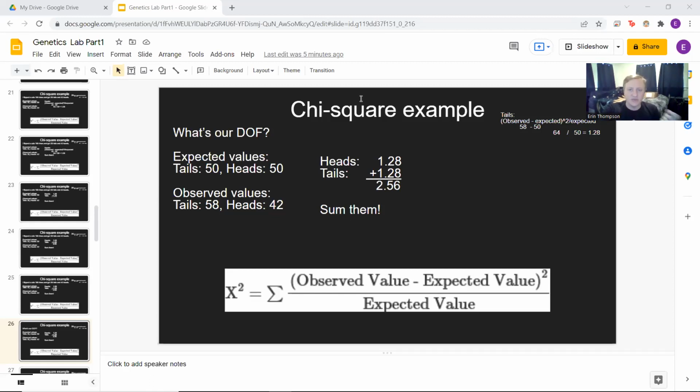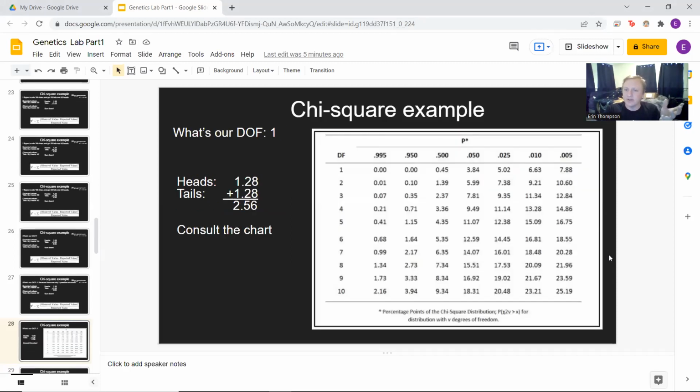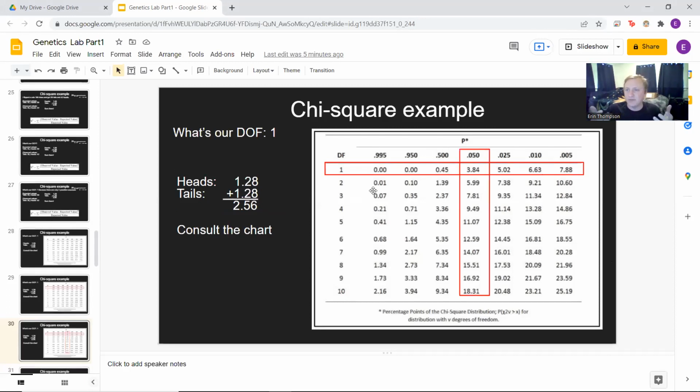But we've calculated our chi-square value for my particular set of coin flips. We've calculated our degrees of freedom, which is 1. And now we need to consult our p-value table. So what you do is you look for your degrees of freedom, which is this first column here. We only have 1, so we're looking for values within here. And the lab specifies that we're using a 0.05. So we're looking for values here.